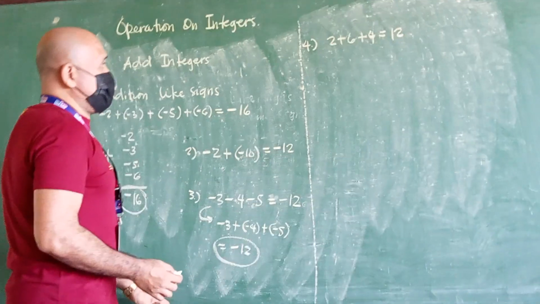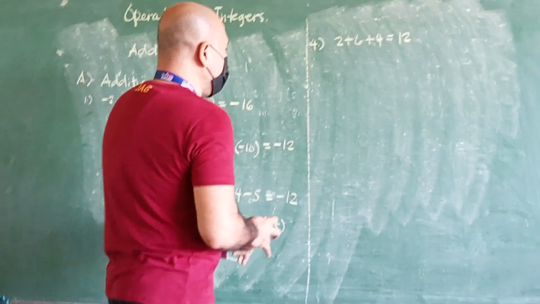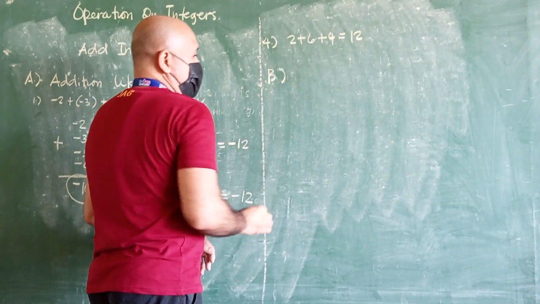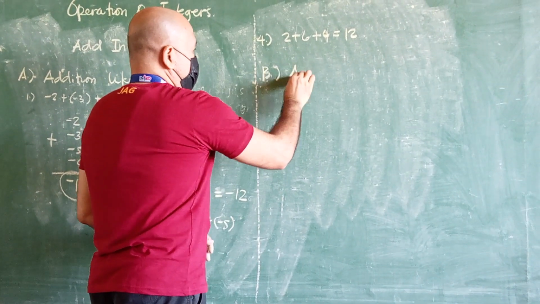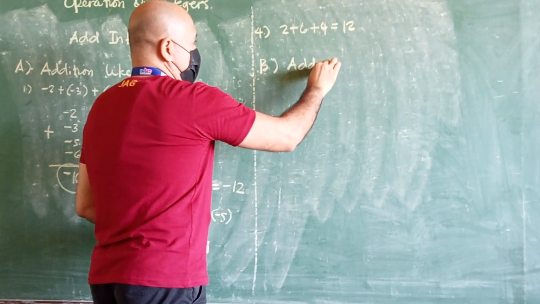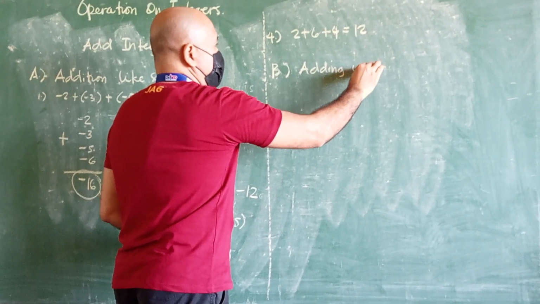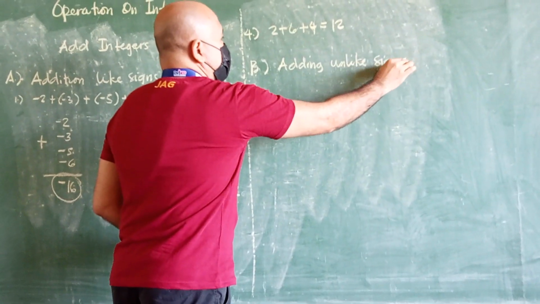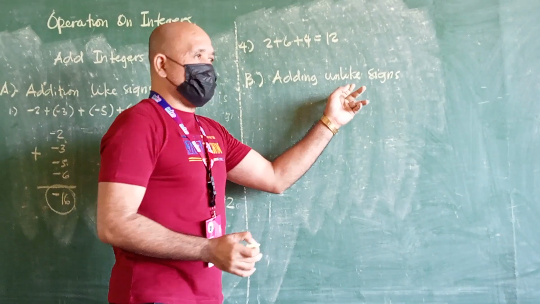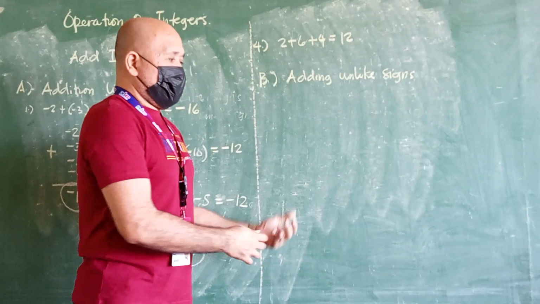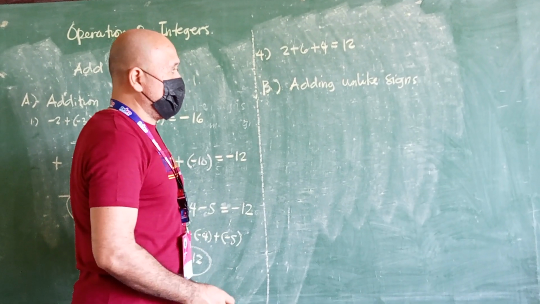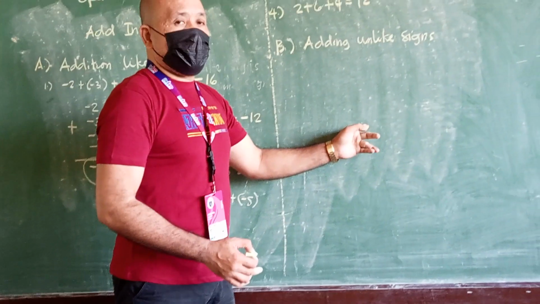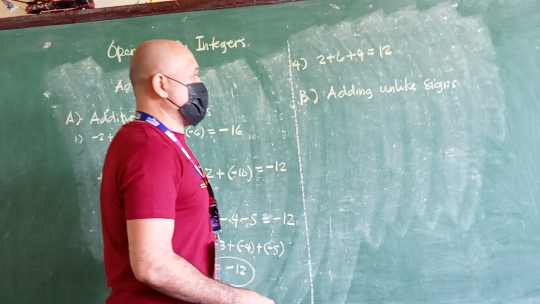Okay, so let's proceed this time. Adding unlike signs. Remember this term, unlike signs, one of the terms that we discussed earlier. When can we say that these integers are considered unlike or having unlike signs?